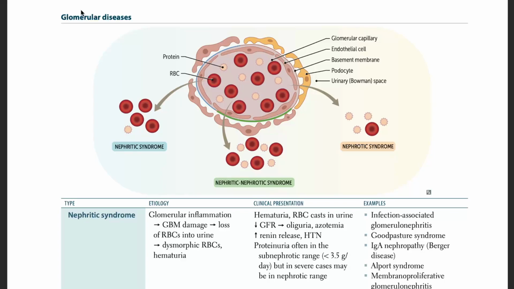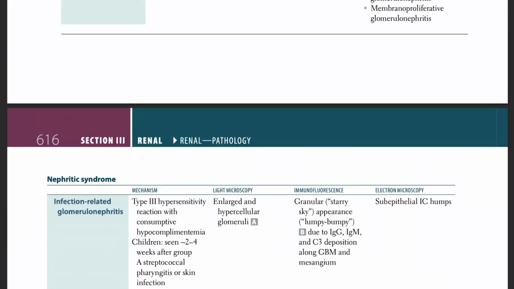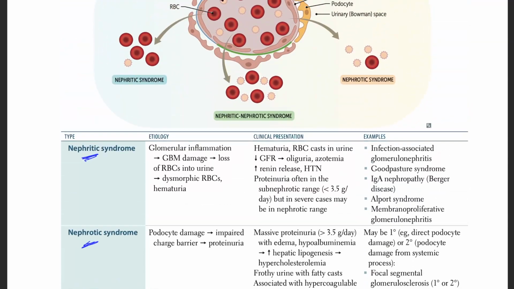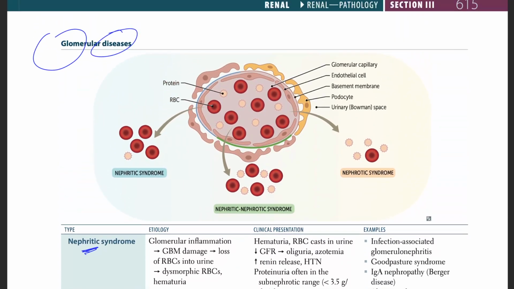Now let's talk about the glomerular diseases. In the glomerular diseases, we have the nephritic syndrome and the nephrotic syndrome. And just to mention the difference of nephritic and nephrotic, we also have the nephritic-nephrotic syndrome with mixed features basically.